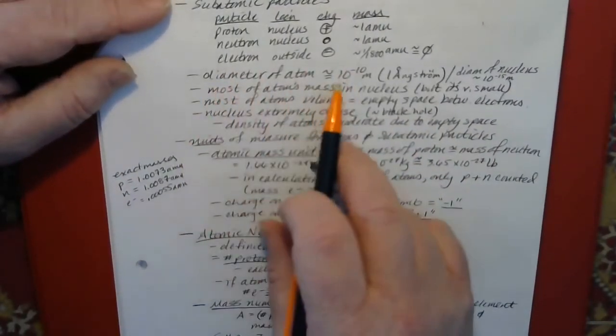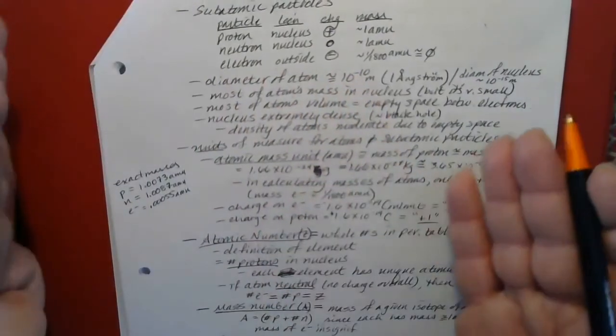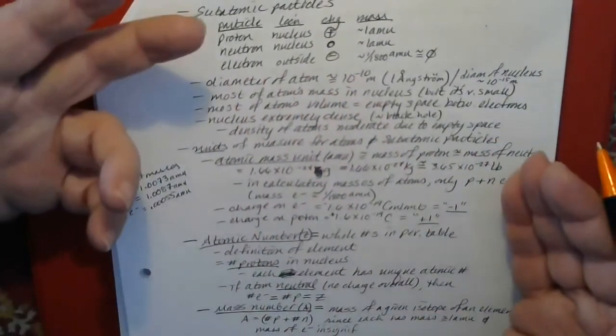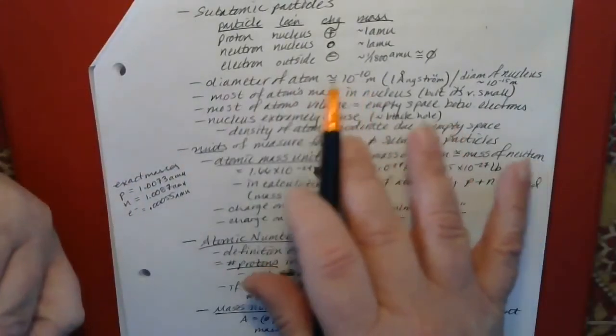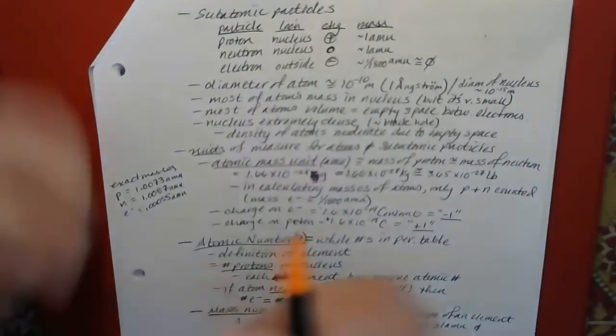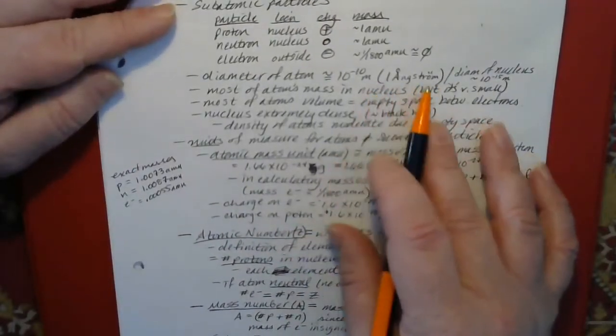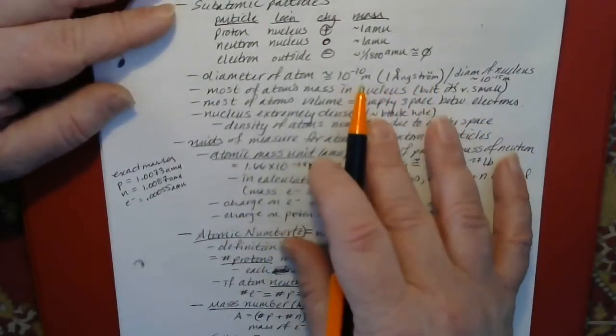Okay, the diameter of an atom is about 10 to the minus 10 meters. Atoms of different elements, of course, will have different exact sizes, but most of them fall within that range, something times 10 to the minus 10 meters. That's why the unit of the angstrom was developed, because 1 angstrom is 10 to the minus 10 meters.